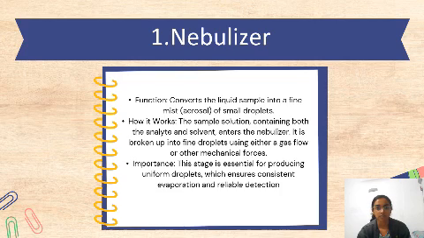Its function is to convert the liquid sample into a fine mist, an aerosol of small droplets. Its working is like this: the sample solution containing both the analytes and solvent enters the nebulizer. It is broken up into fine droplets using either a gas flow or other mechanical forces. Its importance is that this stage is essential for producing uniform droplets, which ensures consistent evaporation and reliable detection.